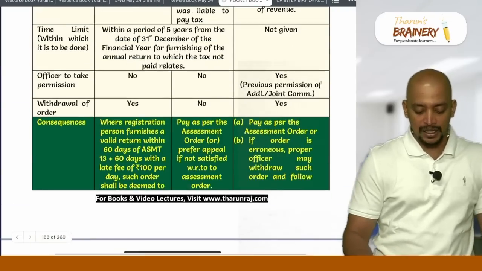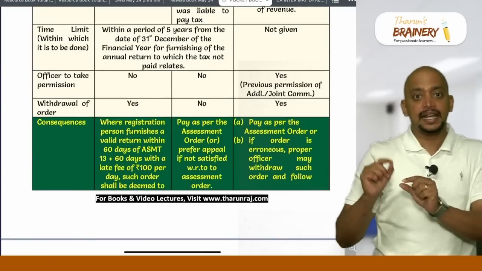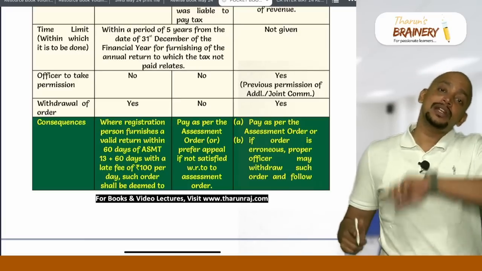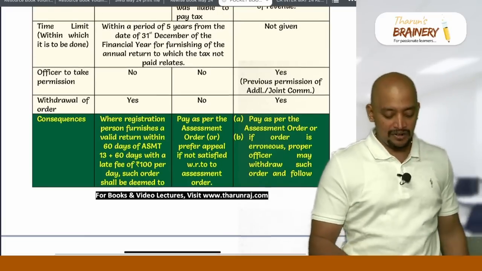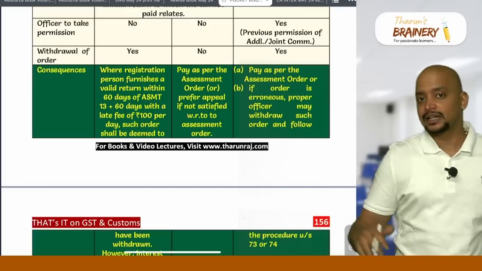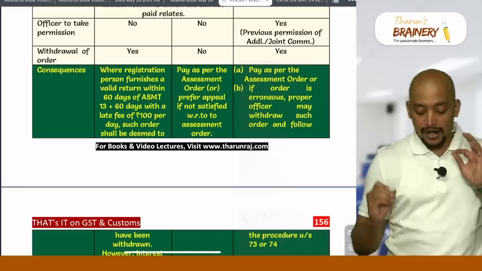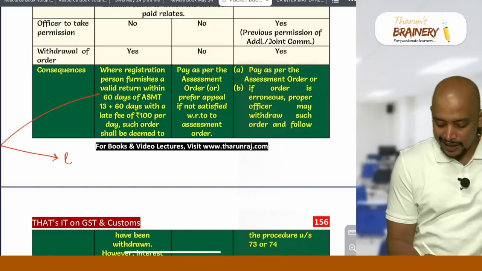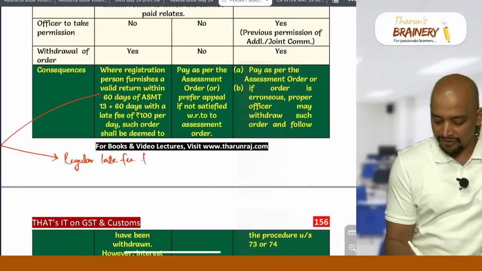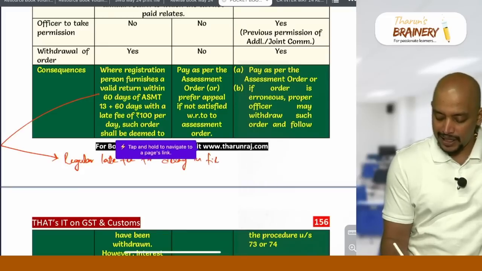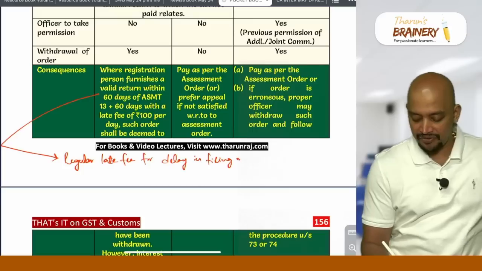However, interest is payable. Here 100 rupees per day is for the purpose of this section 62, but the regular late fee is also payable. What is the regular late fee? Whether within 60 days or beyond 60 days, as there is a delay in filing the return, we need to pay the regular late fee. Okay, that is this point, so please keep in mind. So regular late fee for delay in filing returns.